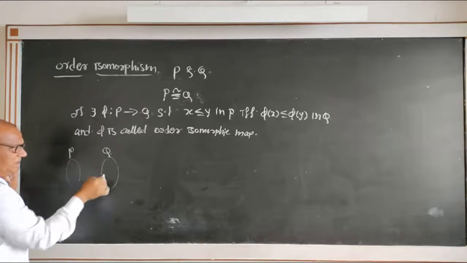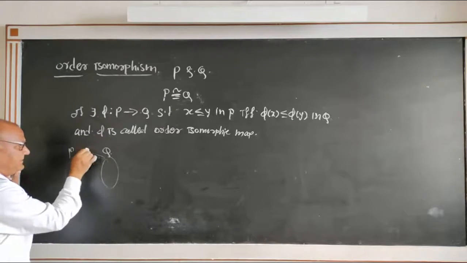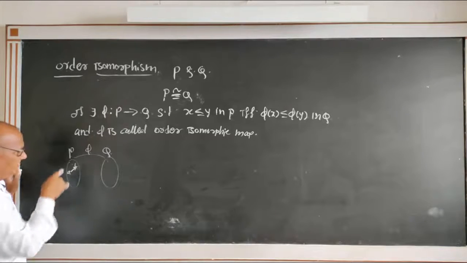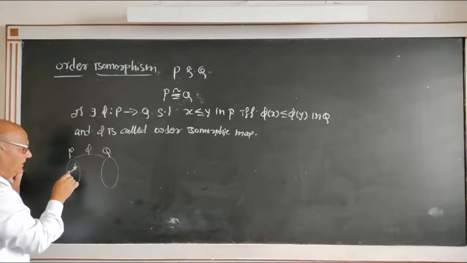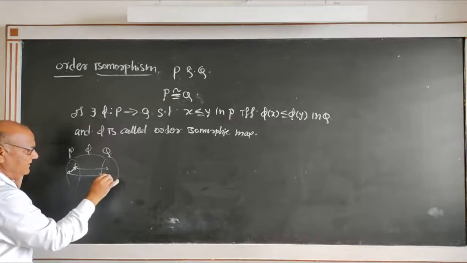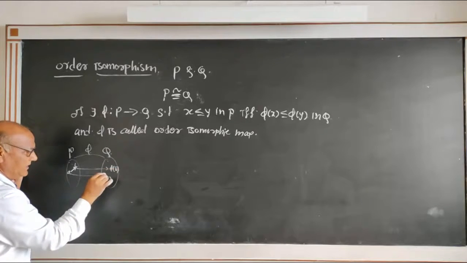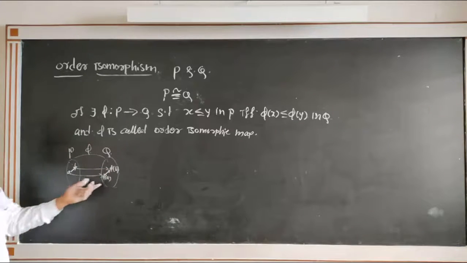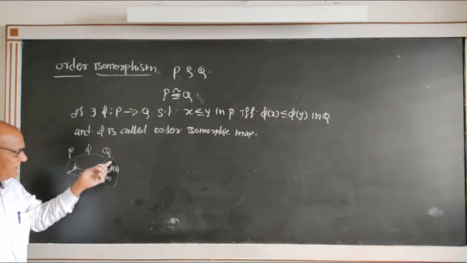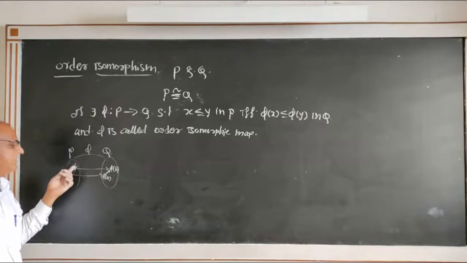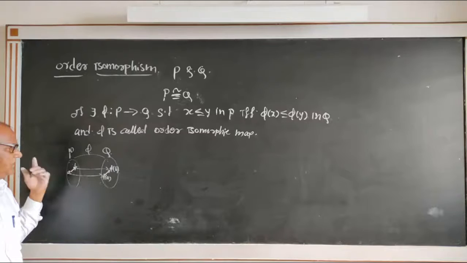Here is the partial order relation, and this map is phi. Here A and B: if A is related to B in P, then the images phi of A and phi of B, that means phi of A is also related to phi of B. Or if phi of A is related to phi of B, then its pre-images, that means A is related to B also.